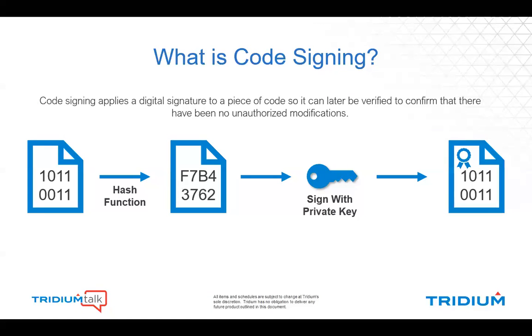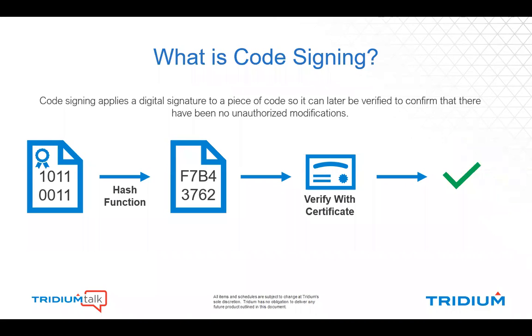Here's how it works. First, we start with a piece of code and send it through a cryptographic hash function. The goal of this hash function is to create a unique fixed-size hash for a given input. Any two different inputs should result in a different hash value. We then sign that hash with the private key of our certificate and take the resulting signature and bundle it with the original code along with our signing certificate.